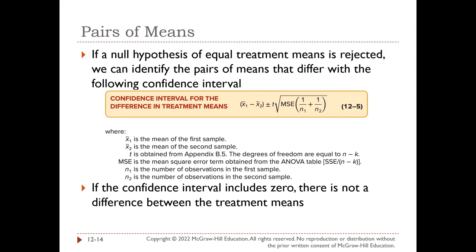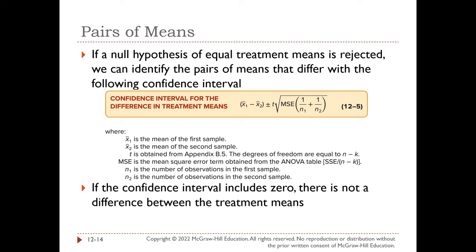Pairs of means. If the null hypothesis of equal treatment means is rejected, we can identify the pairs of means that differ with the following confidence intervals. Okay? Looks like we're going to have a little bit of fun here. So we're going to have the mean of the first sample minus the mean of the second sample.